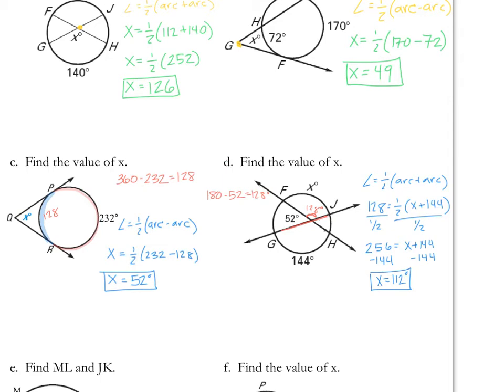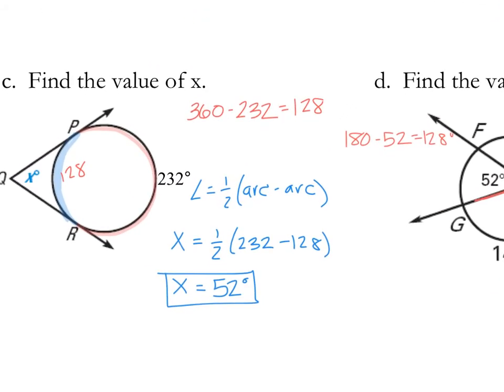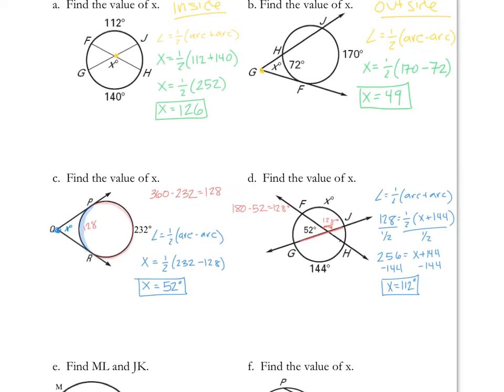All right, here's your two problems. The first one, do you see I wrote down angle equals 1/2 times arc minus arc, because your vertex is outside the circle. Here's your vertex. It's outside the circle, it's Q. So then I just plugged in everything I needed. X is my angle, 1/2, and then 232 minus 128. And I just punched all that in my calculator, and I got 52.